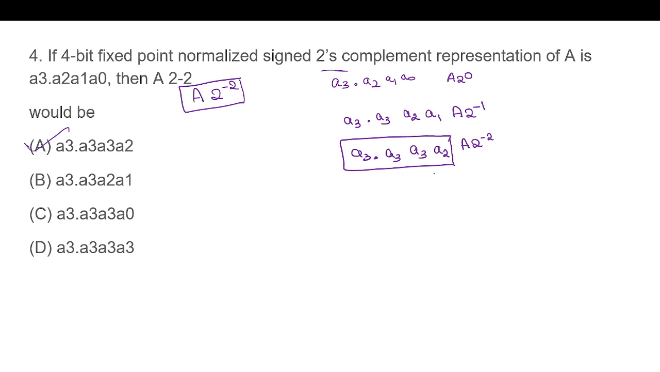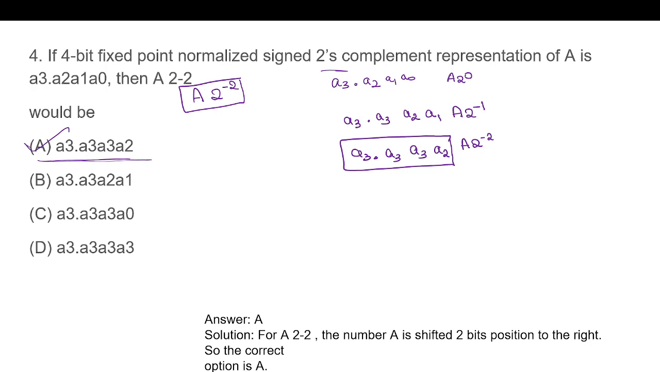So in the question they ask for A into 2 to the power minus 2. So 2 times shifting is the right answer. So this is A into 2 to the power minus 2, then A is shifted 2-bit positions to the right.